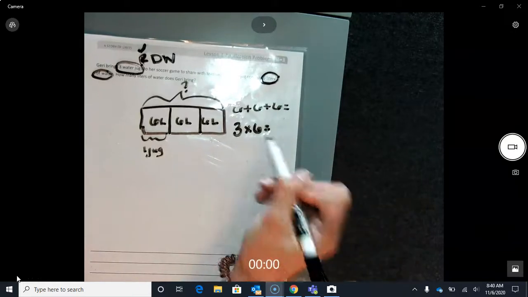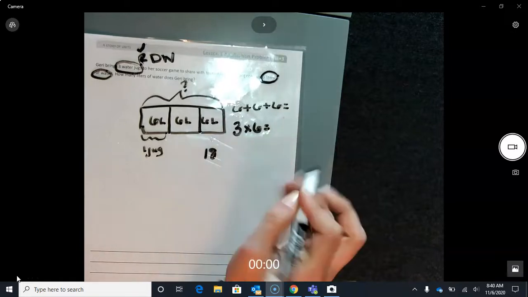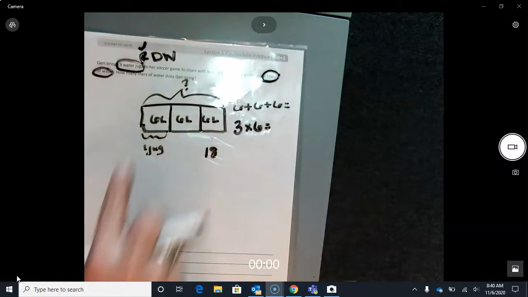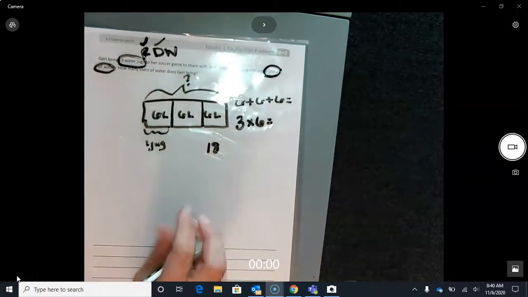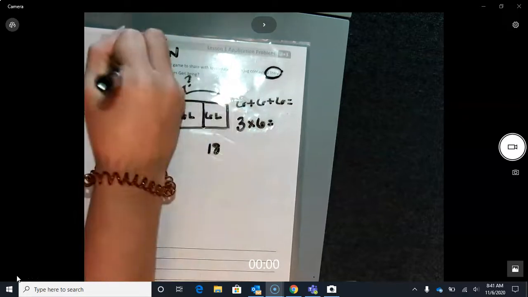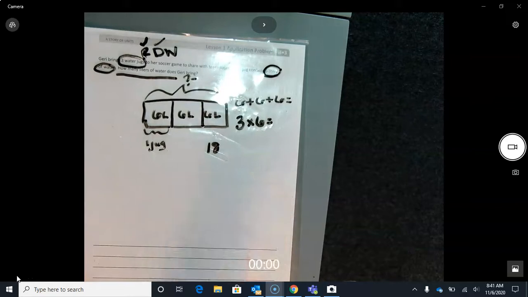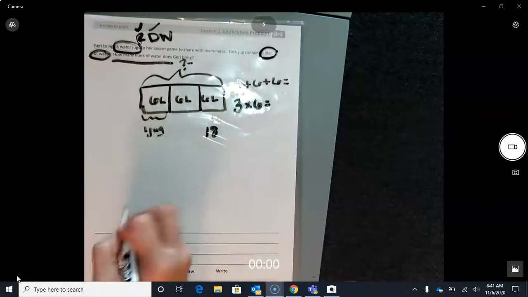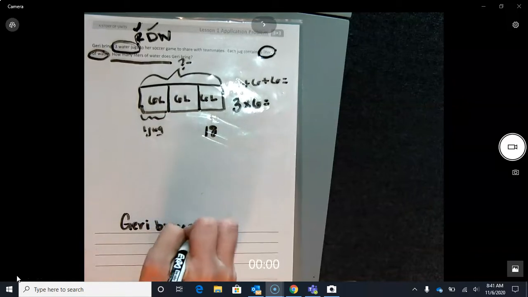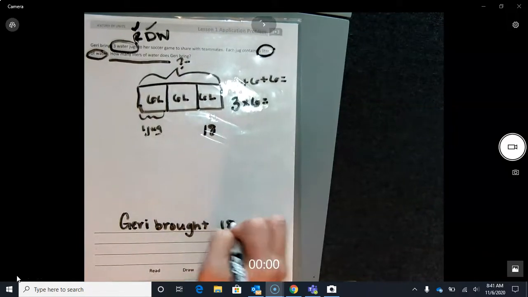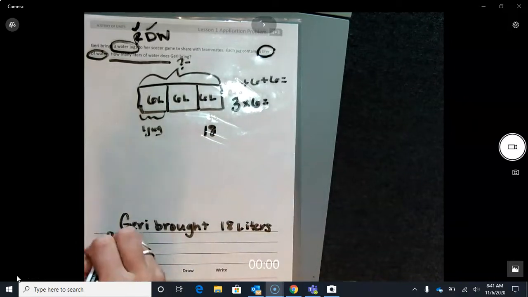All right, what is 3 times 6? Right, 3 times 6 is 18. So now that we have solved our problem, we need to do the write, which is write our answer in a sentence. So how many liters of water did Jerry bring? Let's underline that as well. Jerry brought 18 liters of water. We're going to write that on our lines. Jerry brought 18 liters of water.